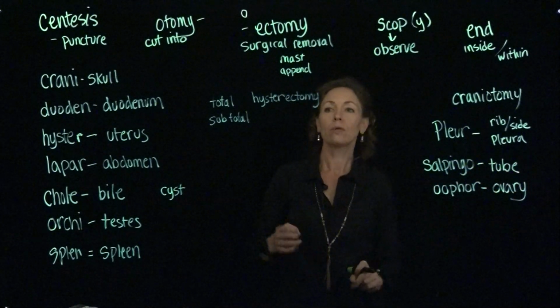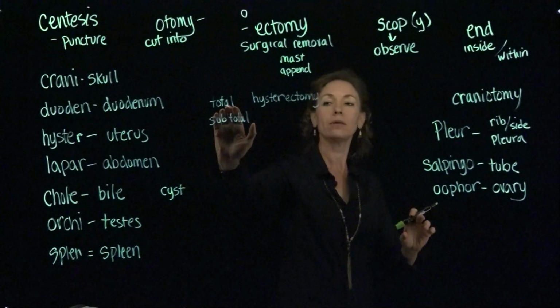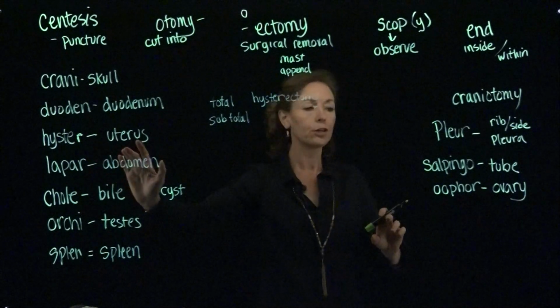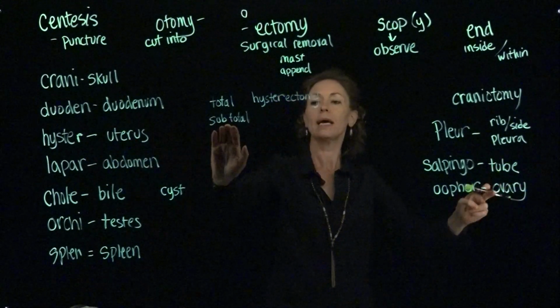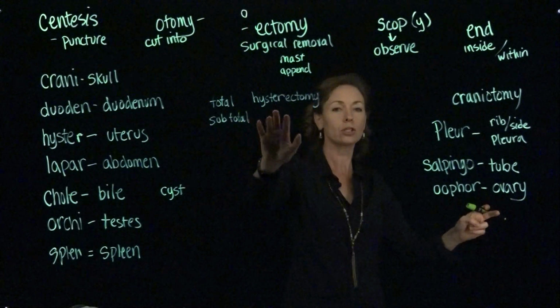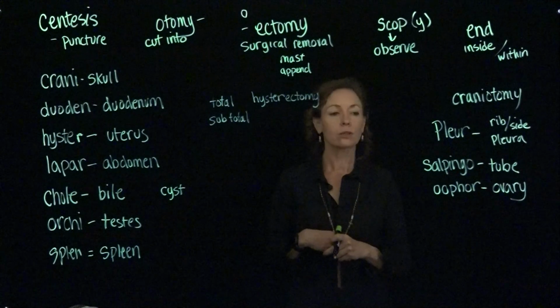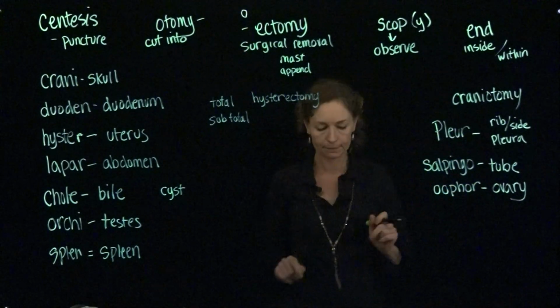Okay? So that's one instance where when you hear something, you may hear it as a total hysterectomy and you need to know they took out all of the uterus, the fallopian tubes, and the ovaries, or maybe they had a subtotal hysterectomy and they just took out the uterus without everything else. Or they may say hysterectomy with salpingo-oophorectomy.